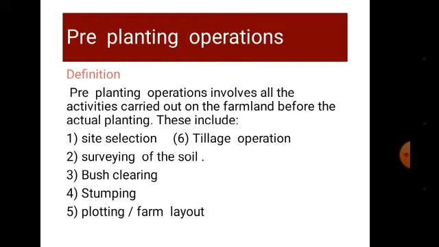1. Selecting of site. 2. Surveying of the soil and land measurement, which is estimation. 3. Bush clearing. 4. Stumping. 5. Plotting or farm layout. And 6 is tillage. Now, coming to explain them one after the other.